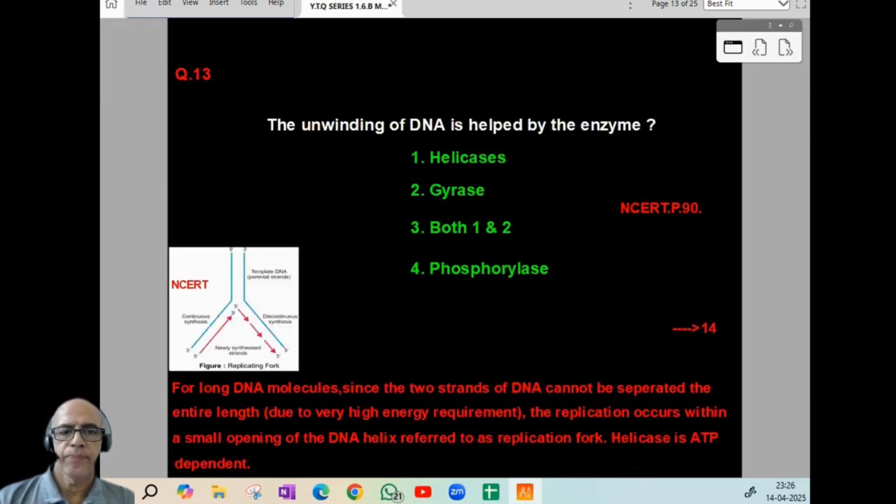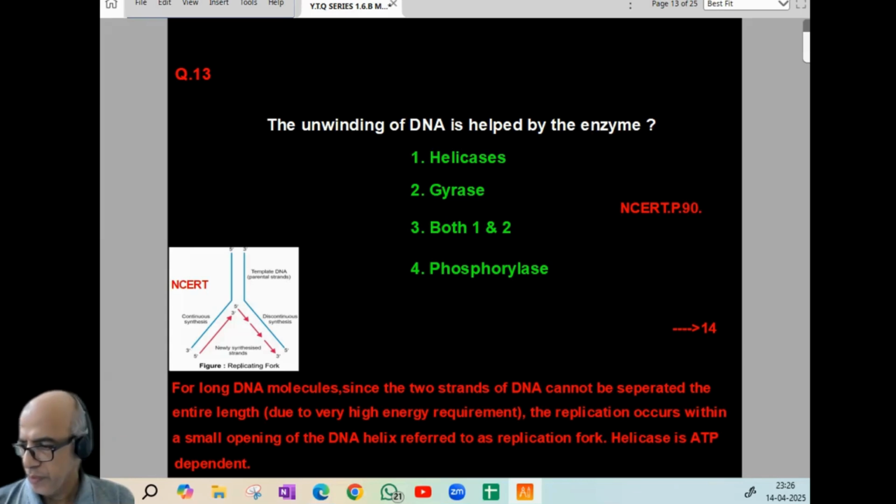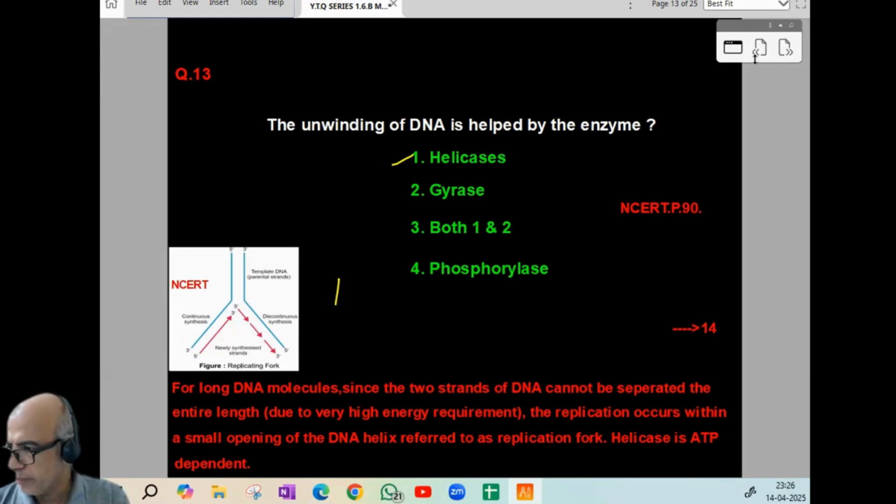Now 13. Unwinding of DNA is helped by the enzyme helicase. That is right. So for 13, option is 1. Again, some explanation is given. For long DNA molecules, since the 2 strands of DNA cannot be separated along the entire length due to very high energy requirement, the replication occurs within a small opening of the DNA helix referred to as the replication fork. Helicase is an ATP-dependent enzyme. So for 13, option is 1.